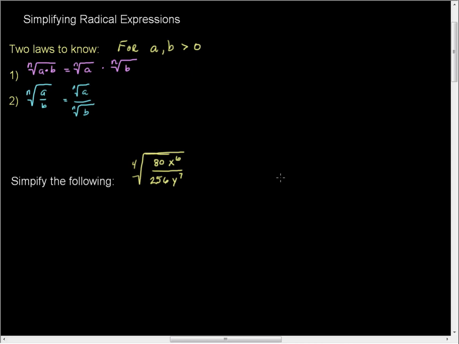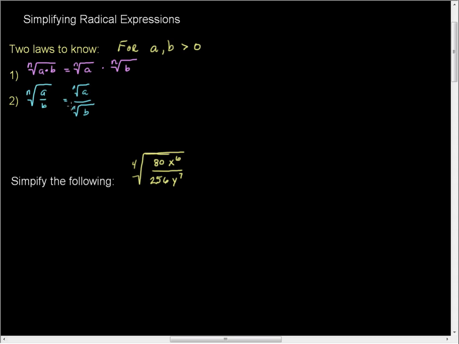In this video, we're going to be looking at simplifying radical expressions. To do this, there's a couple of laws that we need to know. These laws hold for all positive values. So, if n is our index and we have a product underneath the radical, then we can separate that product out into the product of radicals. And that's what number 1 is doing.